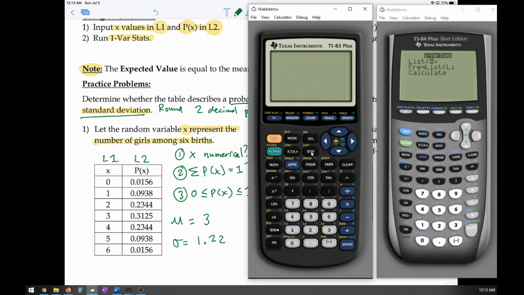So we're going to go to stat, and then calc, and then one-var stats. Right? So you get an output that looks like that. So what you're going to do is you're going to call L1. So we're going to press second 1. And then you're going to press comma. So comma is right above the 7. And then you're going to call L2, so you're going to press second 2. And then if you press enter, you would get this output. All right, so that's the TI-83 or the older 84.